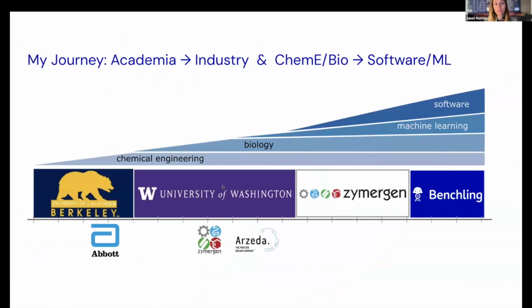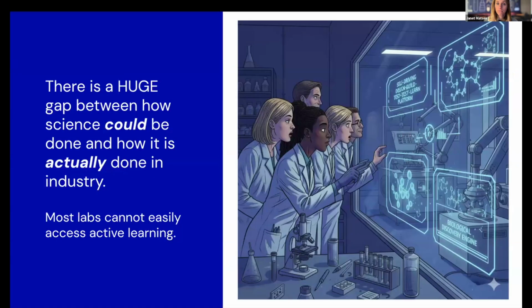I come from academia, moved to industry, and I was in chemical engineering and biology, but now do software and machine learning. So I've seen a lot of high tech, bio and tech and chemistry. And one thing I've noticed is there's a huge gap between how science could be done and how it's actually done, and that most labs are not, in fact, using the modern methods that some of us here are very excited about. So let's fix this.